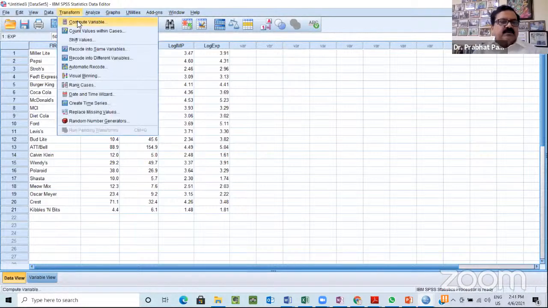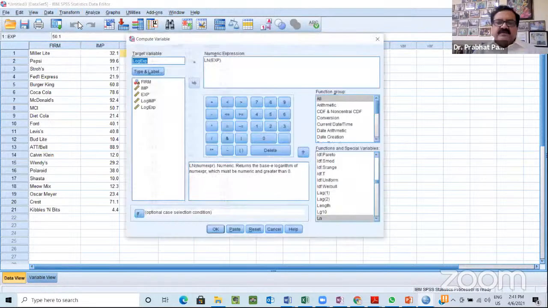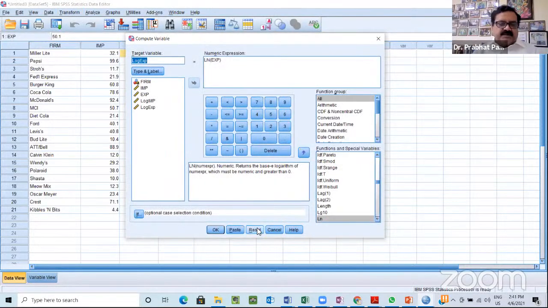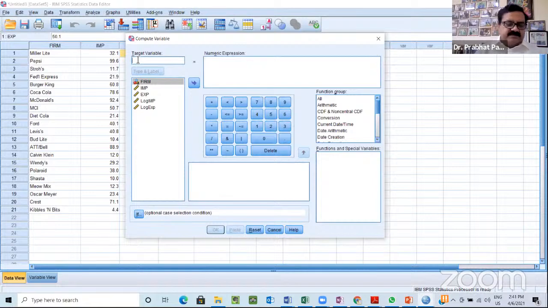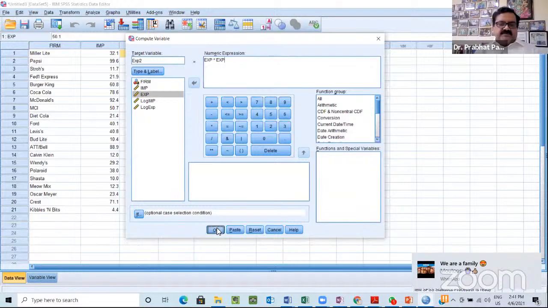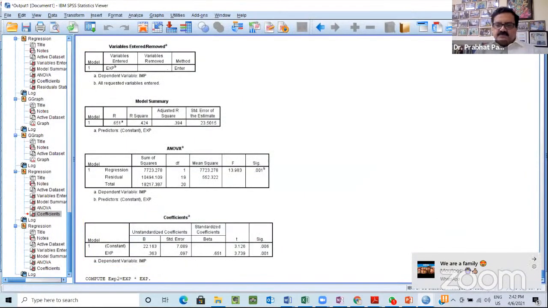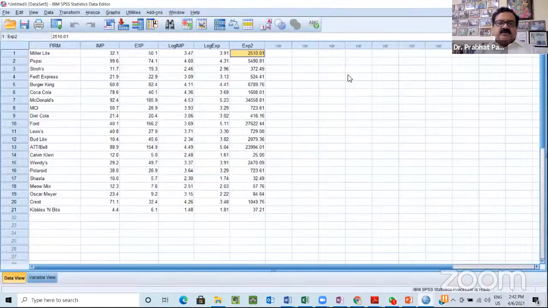So we are going to go to transform. We all know how we create a new variable. So here we are looking for expenditure square. So we'll say, okay, exp2 should be the name of my variable. And the argument I'm going to build is expenditure multiplied by expenditure. So you multiply expenditure with expenditure, and that gives us expenditure square. And then we say okay, and if we go to the original data set, you have the variable already created.